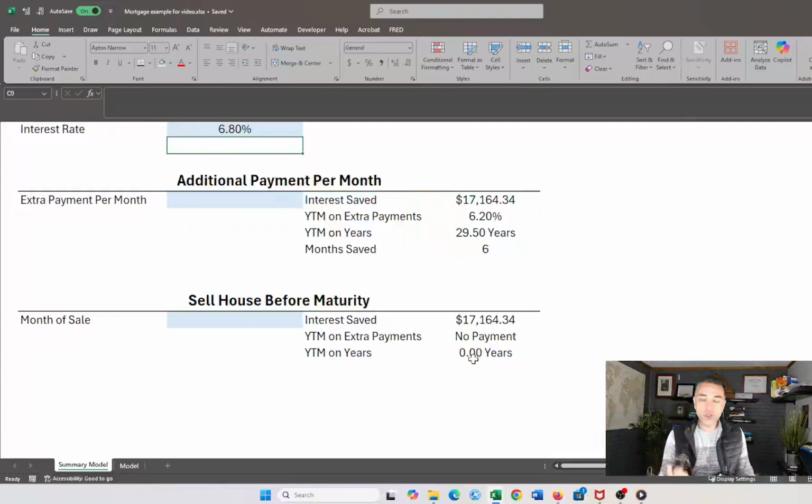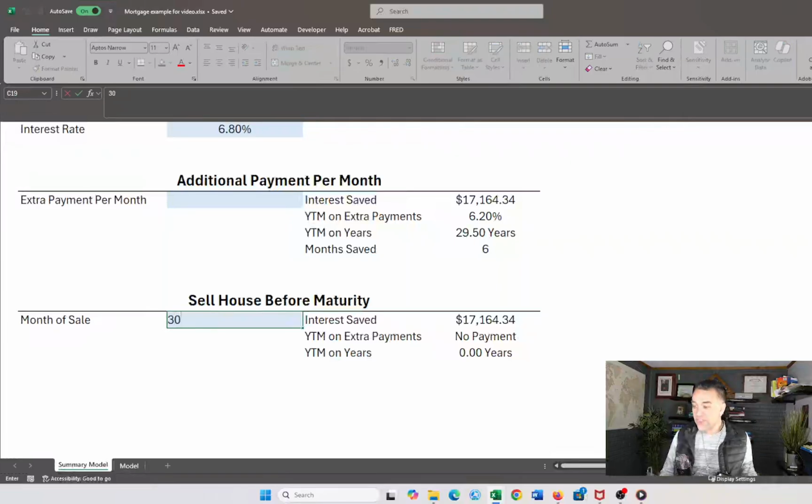This is where it gets real advanced. And if you watch my videos that I created, I build this entire model with you, and you can go in there and build it. What if you sell the house before maturity? So what I created, you could put down, I think I'm going to sell the house within 30 months of when I purchased it, and I want to see what happens.